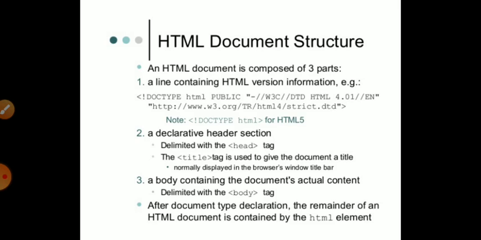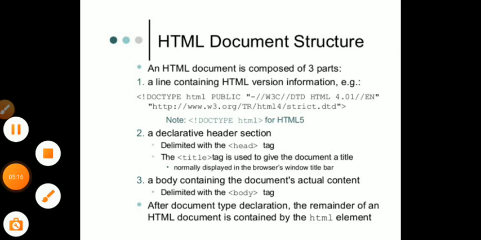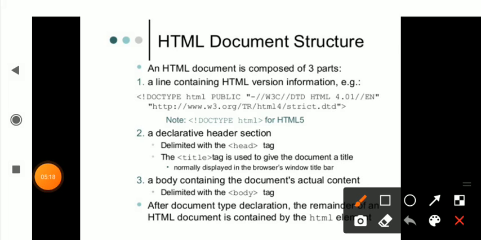Okay. So the next part is the whole document structure, the HTML document structure. What does the whole document consist of? It consists of a document, as you can check out here. The document consists of three parts. One is the line containing the HTML version. It includes which version you are using, and whether it is public or private; everything is mentioned in that particular part.